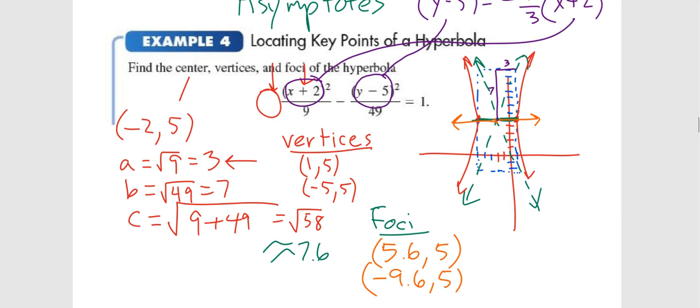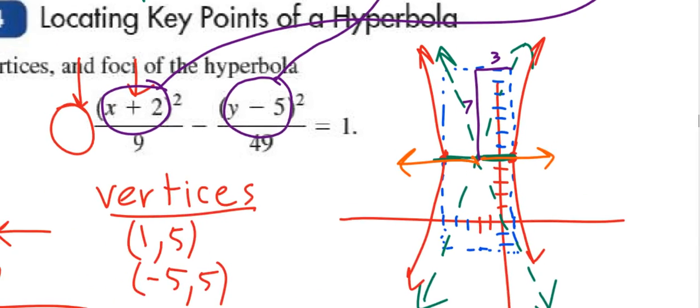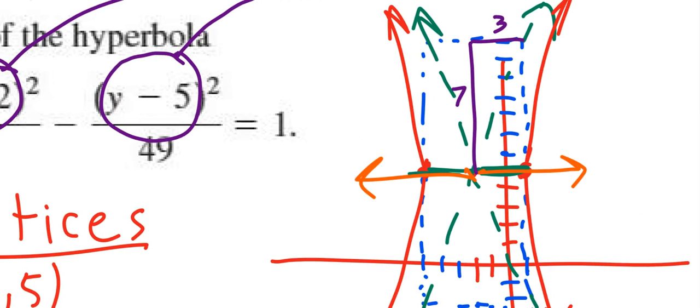How did you get the vertex? I did indicate on the picture with the orange arrows that we would be going 7.6 units right and left. So that would put me at 5.6, 5 and negative 9.6, 5. So you would have 2 points that would be focus 1 and focus 2.